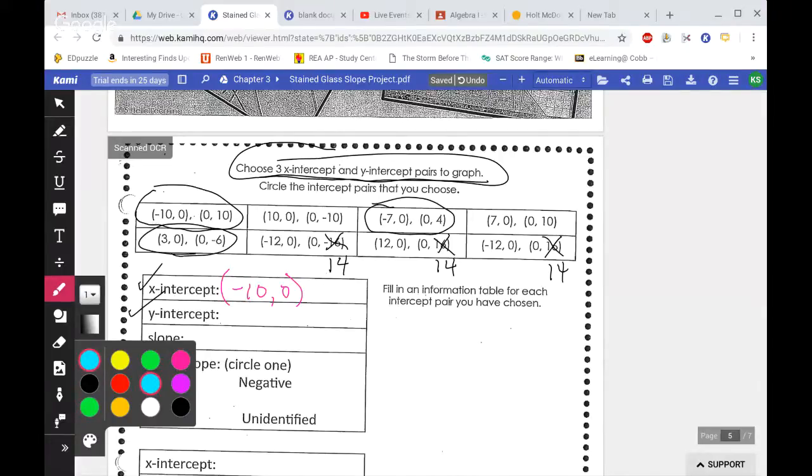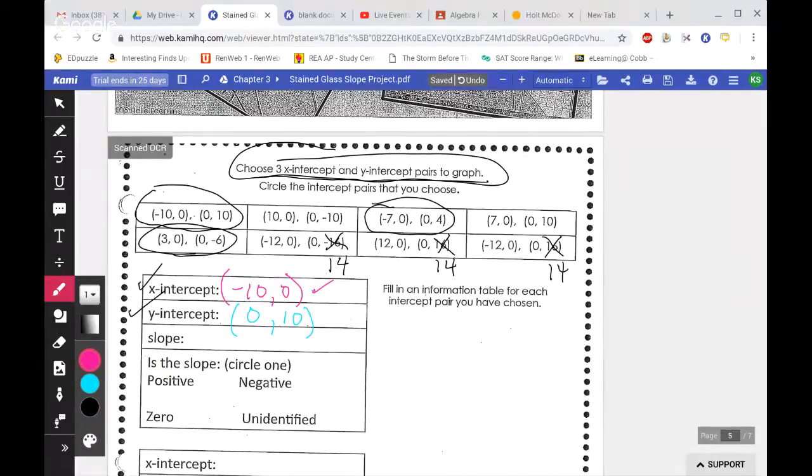And I'm going to make my y-intercept blue. I know that's the y-intercept because the x-coordinate is 0. If a point is going to be directly on the y-axis, the x-coordinate will be 0. And if a point is going to be directly on the x-axis, the y-coordinate is going to be 0. Okay? The next thing that you're going to do is find the slope.